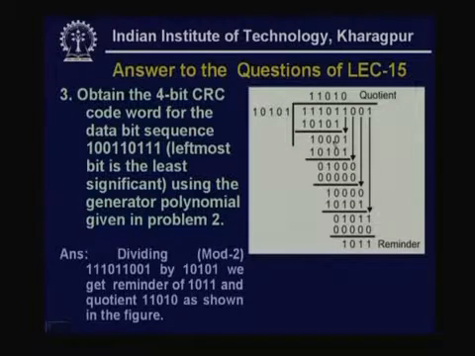This is question number 3. Obtain the 4-bit CRC code word for the data bit sequence 100110111 using the generator polynomial given in problem 2. Here the sequence is given, and I have already explained how this number is divided using modulo 2 arithmetic. As you can see, first quotient is 1, second quotient is also 1, then exclusive OR is performed bit by bit, third quotient is 0. So, 0, 0, 0, so it becomes the same. In this way we get 1011 as the remainder, which is used as CRC, and this is the quotient.